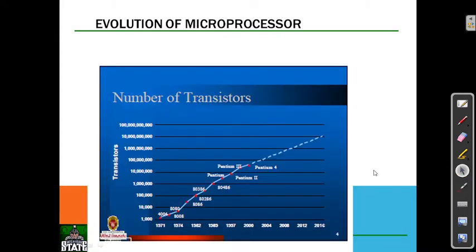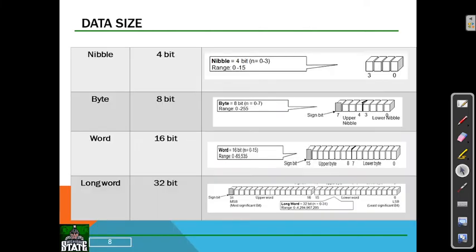See, this is the evolution of computers, the number of transistors used in that particular device, and the data size. If it is 4 bits, it is called a nibble. Before that, we should know what a bit is. A computer reads only zeros and ones. 0 is 1 bit and 1 is 1 bit. So likewise, if it is 4 bits, then that is called a nibble.